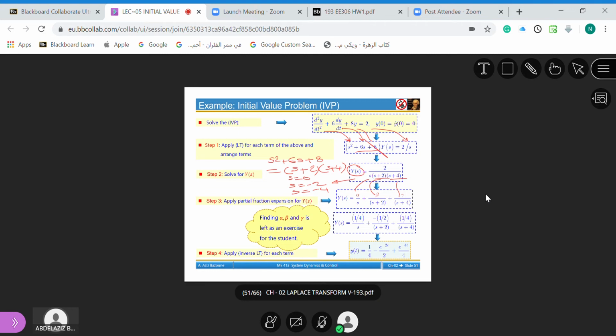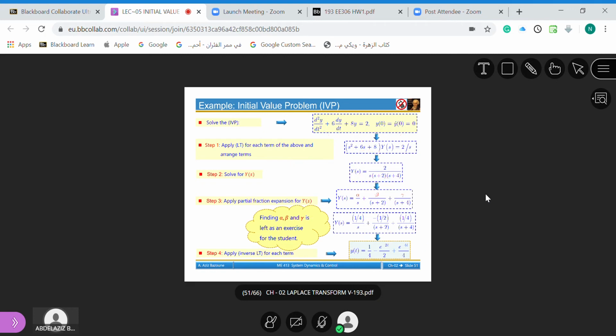Now the inverse Laplace transform, which is y of t. We will be moving from the s domain to the time domain through the inverse Laplace transform. When we take the inverse Laplace transform, this will give me 1/4 constant, and then minus half e to the minus 2t, and then plus 1/4 e to the minus 4t. And this is your solution y of t in the time domain. So you solved the differential equation in the time domain just by using the Laplace transform.